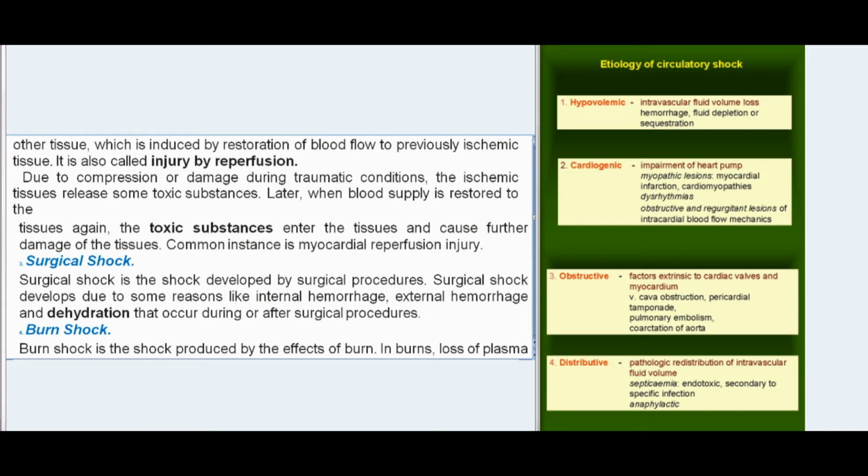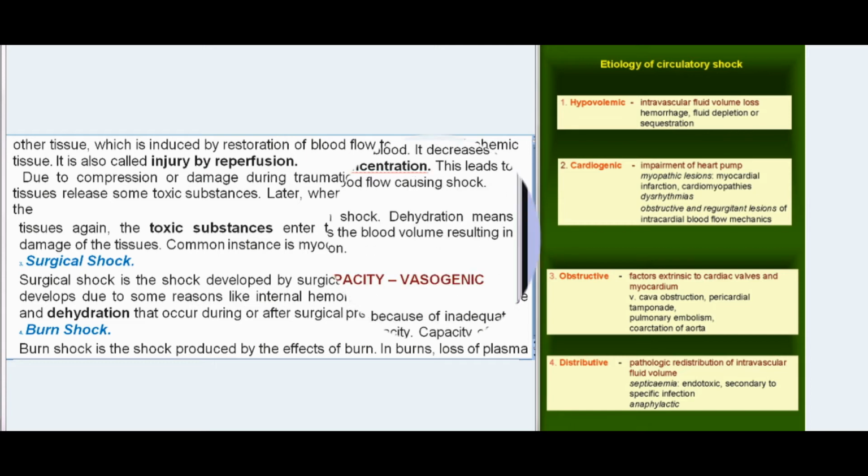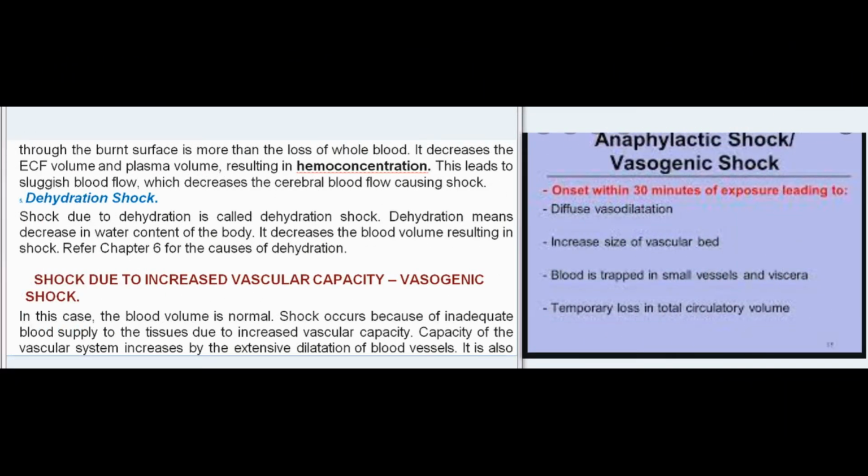Surgical shock. Surgical shock is the shock developed by surgical procedures. Surgical shock develops due to some reasons like internal hemorrhage, external hemorrhage, and dehydration that occur during or after surgical procedures. Burn shock. Burn shock is the shock produced by the effects of burn. In burns, loss of plasma through the burnt surface is more than the loss of whole blood. It decreases the ECF volume and plasma volume, resulting in hemoconcentration. This leads to sluggish blood flow, which decreases the cerebral blood flow, causing shock.